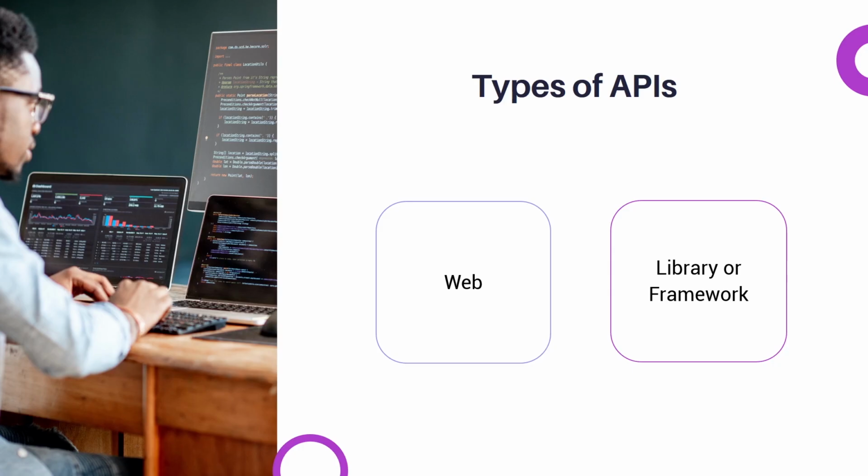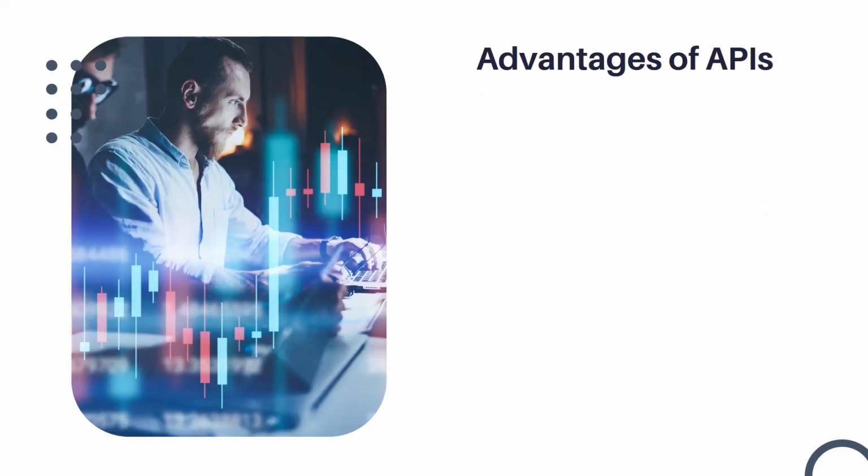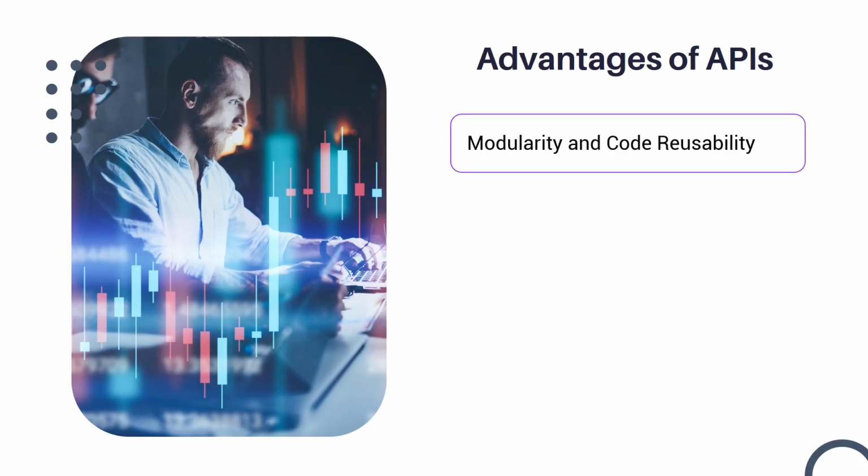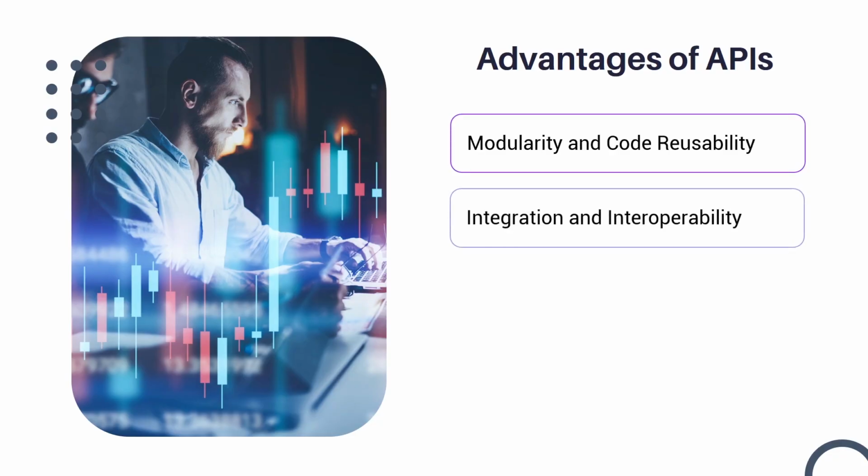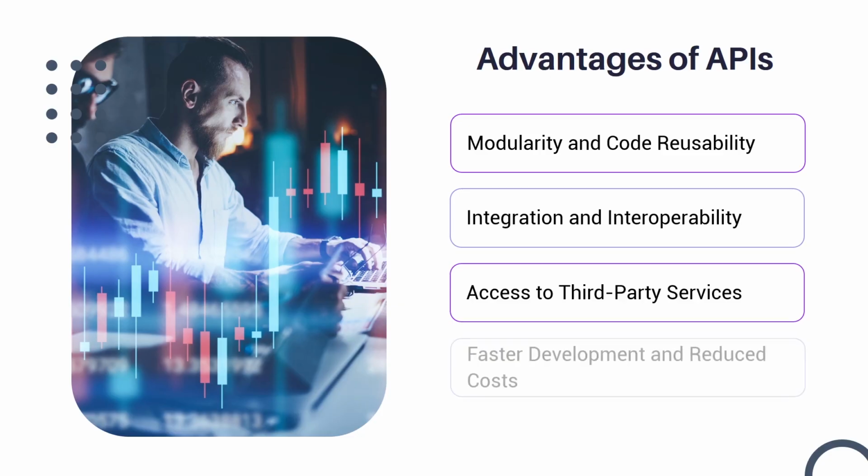Library or framework APIs, on the other hand, usually consist of software development kits and are used to access the functionalities and features of those software components. Library APIs are usually used within the same programming language and are called directly, while framework APIs provide a structured way of building applications by following a specific framework guideline. Some of the advantages of APIs include the following: modularity and code reusability, integration and interoperability, access to third-party services, as well as faster development and reduced costs.